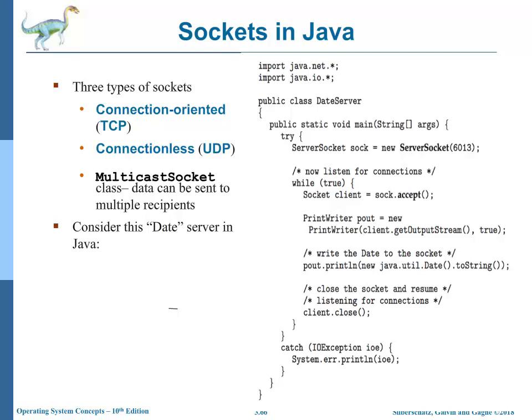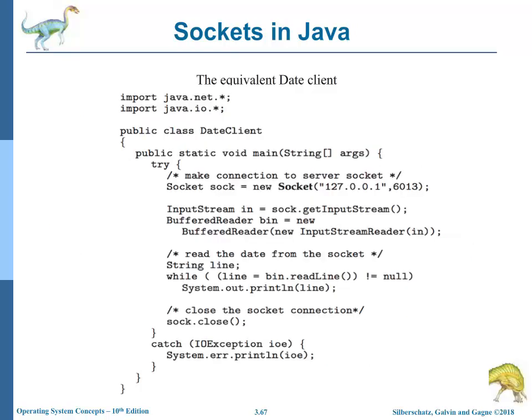The server first establishes a PrintWriter object that it will use to communicate with the client. The name of the PrintWriter is pout. Then pout calls the println function and writes the date. The socket will send this date to the client. Once the server has written the date to the socket, the server closes the socket to the client and resumes listening for more requests. This Java program implements the client.